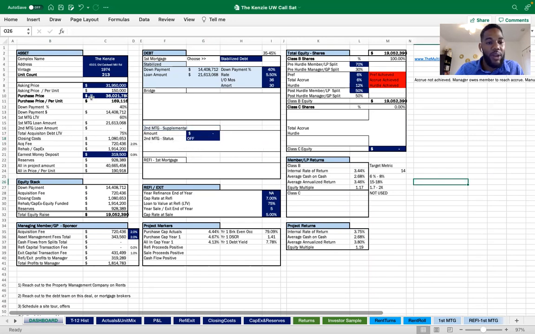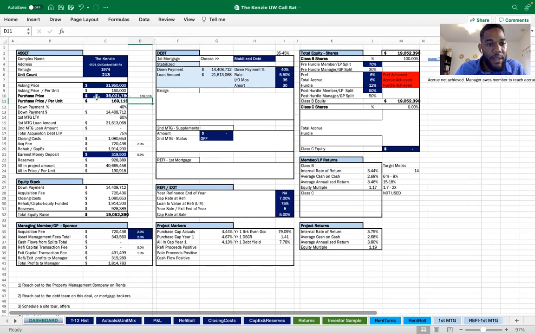So let's just run an example. Do you guys want to see price per unit, where we would need to land for this to make sense? Okay, just go through that real quick. All right, cool. So why don't we try 30K a unit? I'm sorry, why don't we try $30 million?